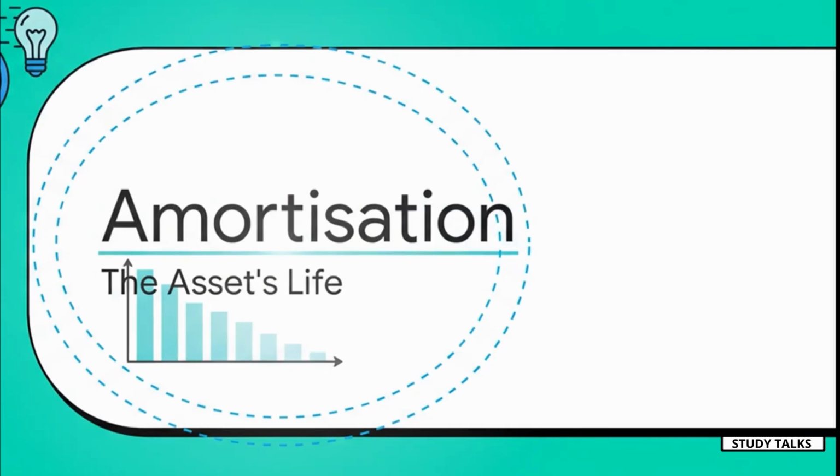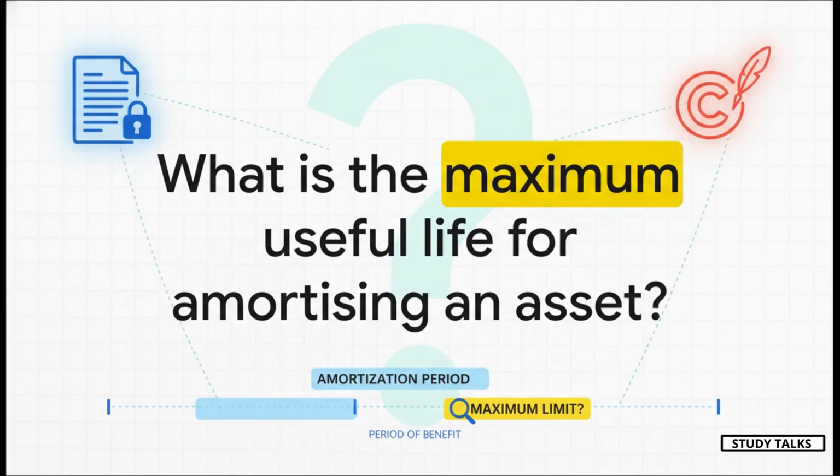We've successfully recognized our intangible asset. It's sitting there on the balance sheet. So what happens now? Well, now we have to talk about amortization, which is really just the fancy word for depreciation when we're talking about intangibles. So here's a quick question for you. When you have something like a patent or a copyright, over how many years should you spread its cost? Do you think there's a maximum limit?